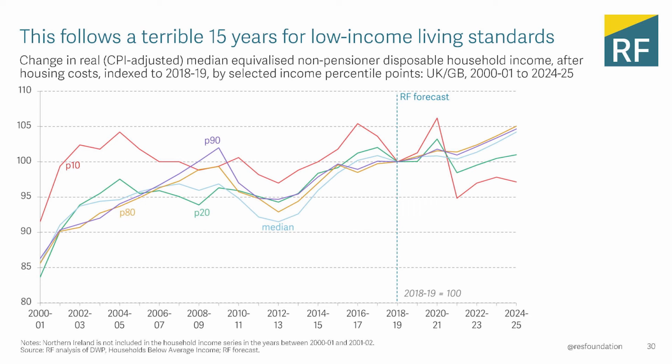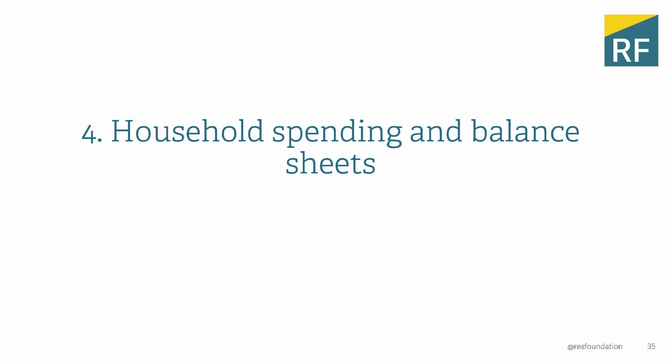But what we have argued also is that in this crisis particularly, it's just not good enough to look only at household income. We need to think about the whole household balance sheets and think about how spending has changed and how savings have changed.